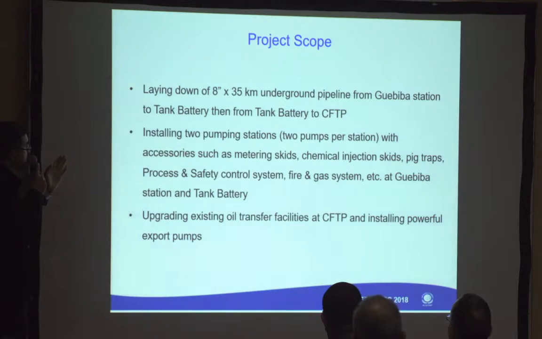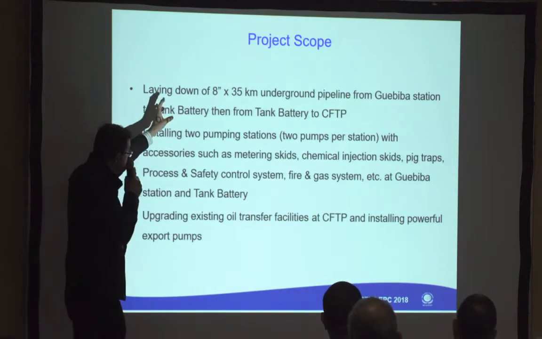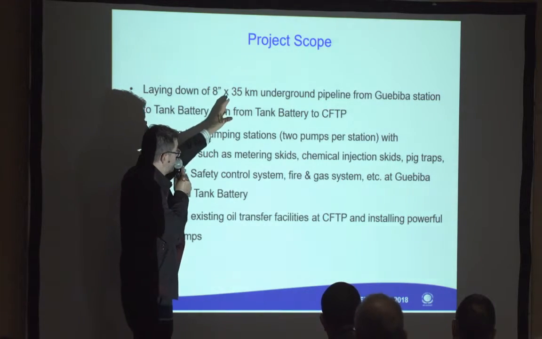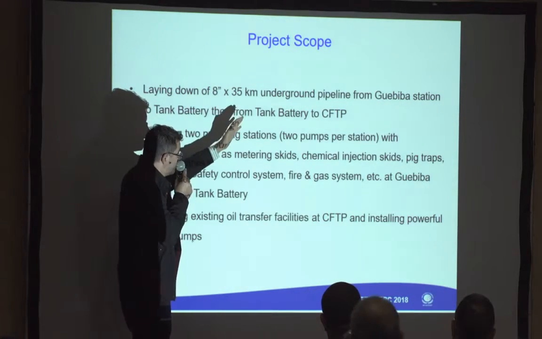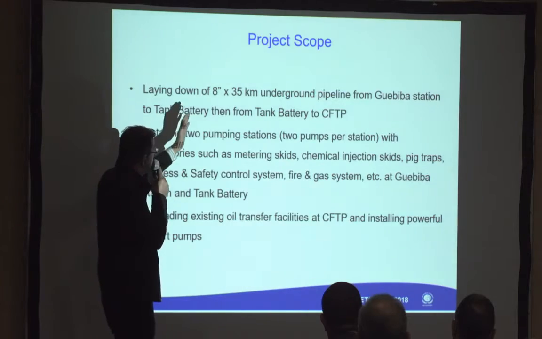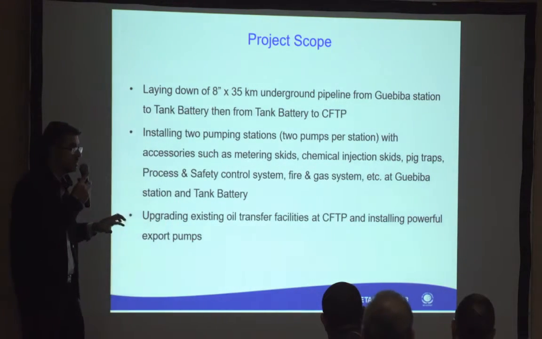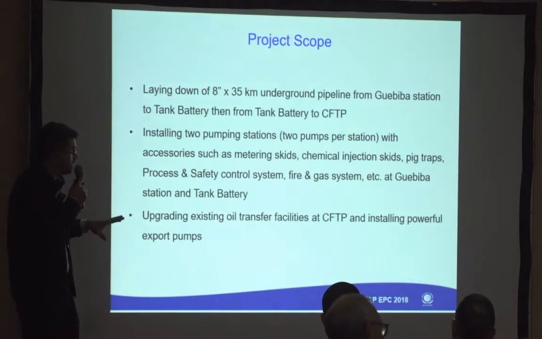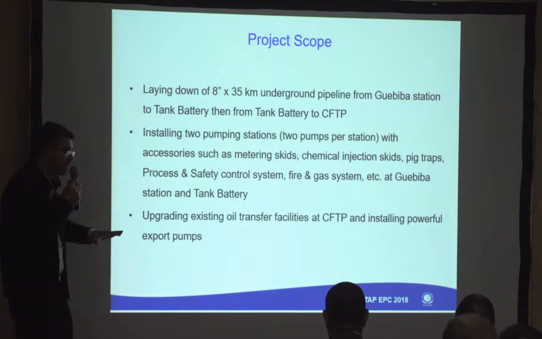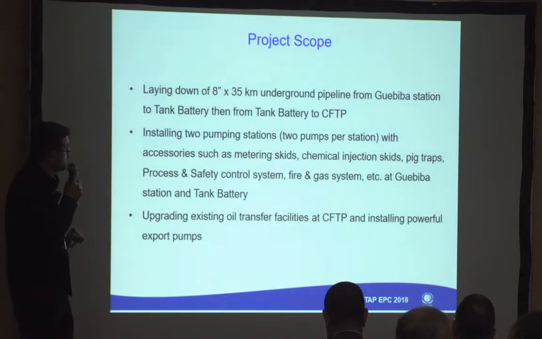During this project, what was done is the laying down of an 8-inch by 35 kilometers underground pipeline from Gbiba station to the tank battery, then from the tank battery to CFTP. This is the main challenge. The construction of this project was really a challenge because it was crossing a lot of communities, a lot of towns, a lot of small cities.